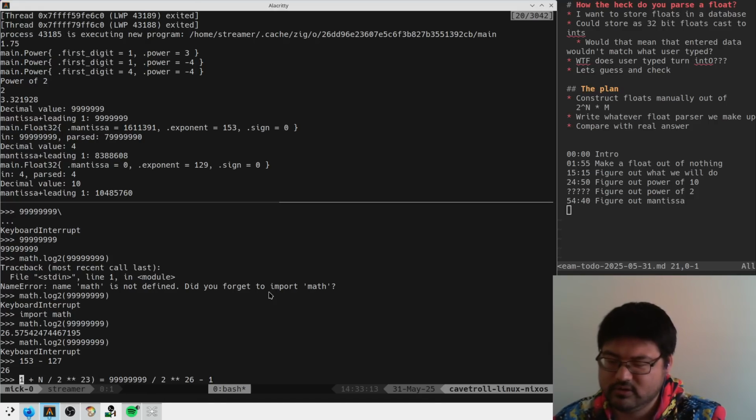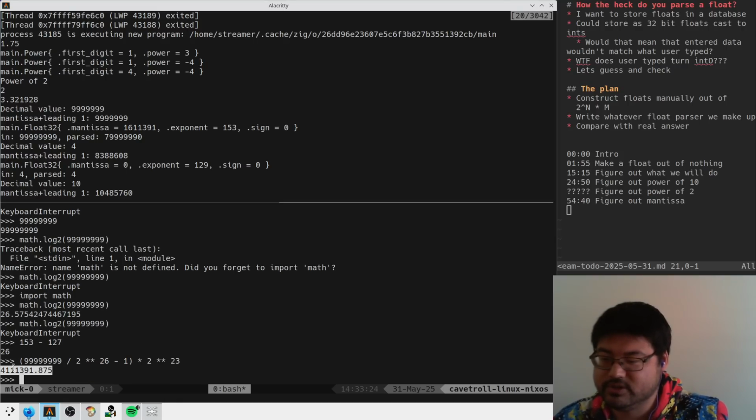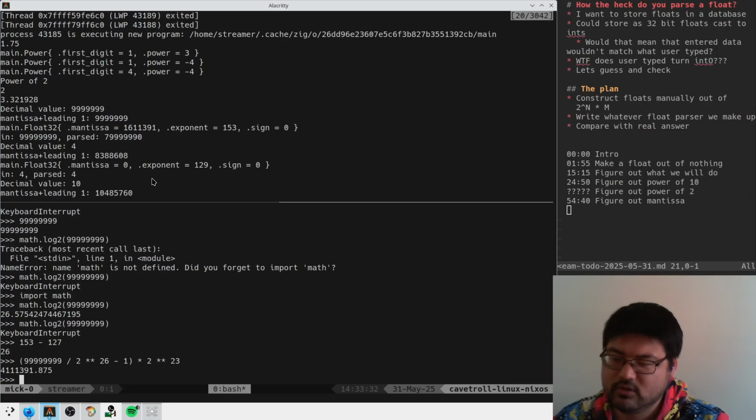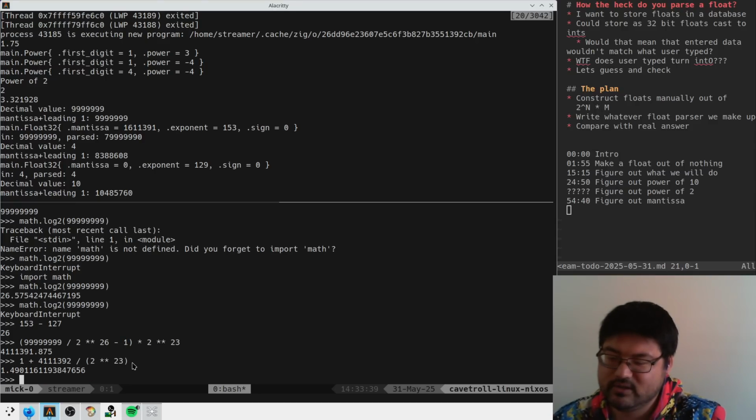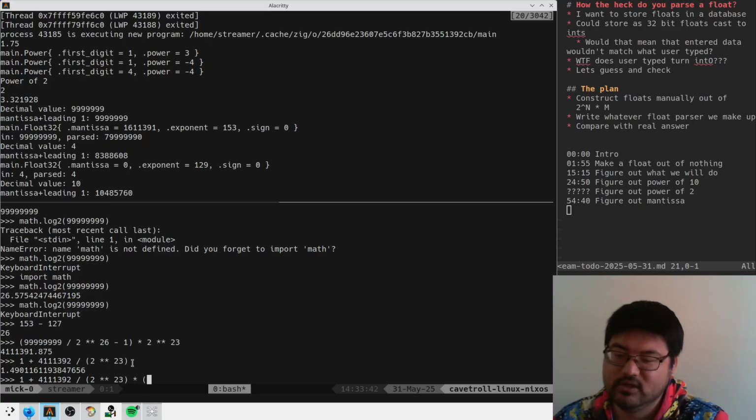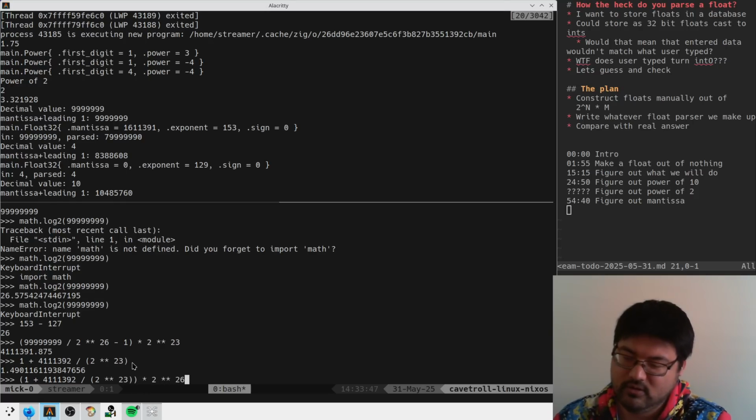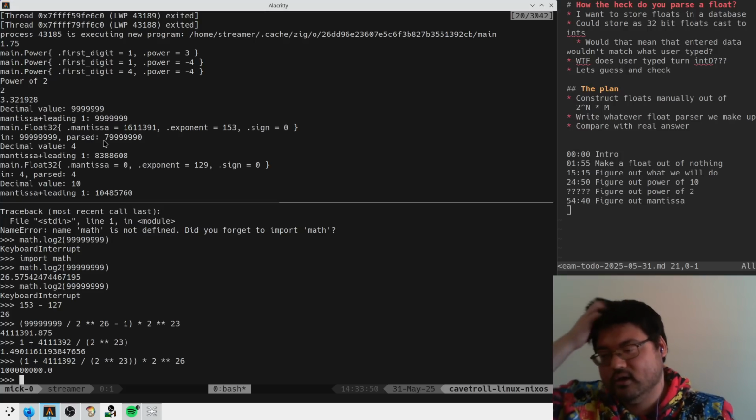Minus 1 to get this out, times 2 to the power of 23. So let's just double check if we were to make a float out of this. We go the other way, right? So we go this over 2 to the power of 23, 1 plus this times all of this in brackets times 2 to the 26. Yeah, okay. So that's basically this number.